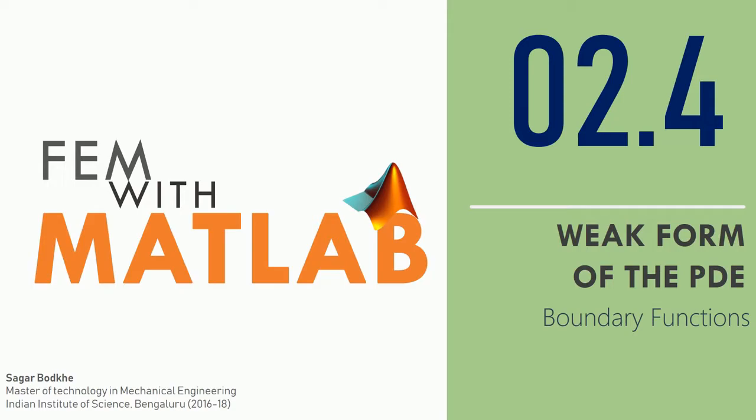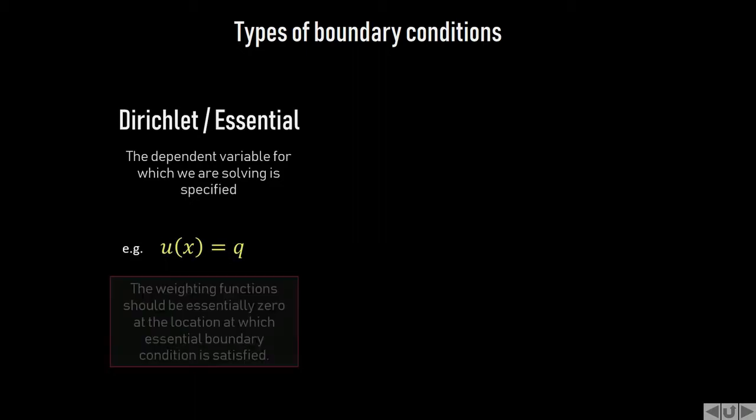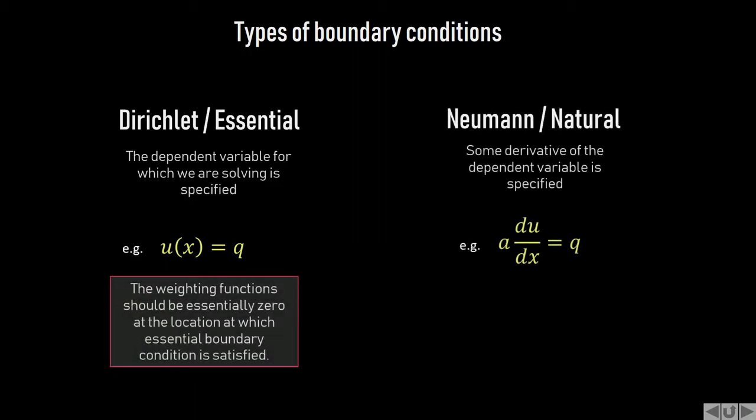non-homogeneous essential boundary conditions. We have seen this slide before. We have two types of boundary conditions: Dirichlet and Neumann boundary conditions. In Dirichlet, we specify the value of the state variable, the dependent variable. In the Neumann, we specify some kind of derivative of that dependent variable.